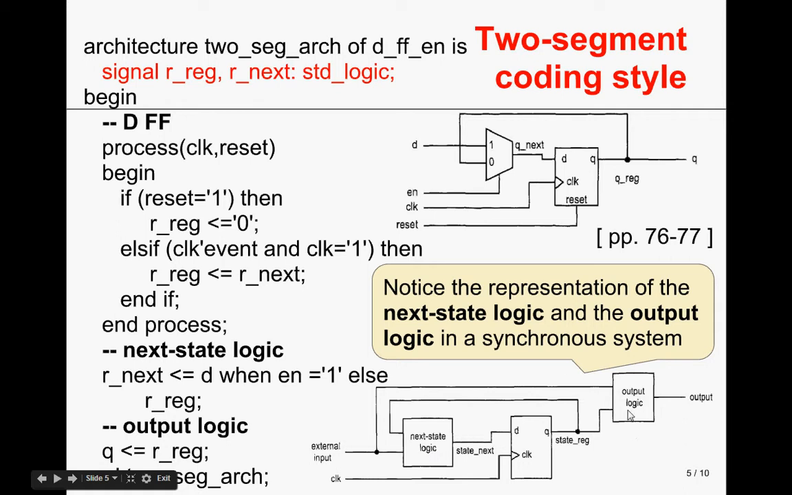Now in this case the output logic is simply a direct connection, so the output logic simply consists of specifying that output q takes the value of r_reg, so the current state goes to the output directly.